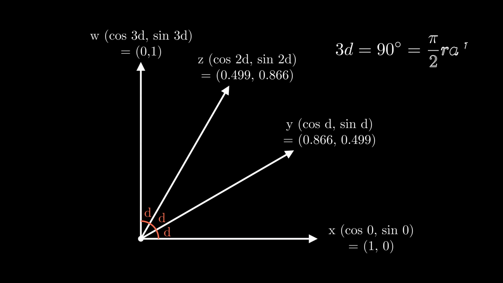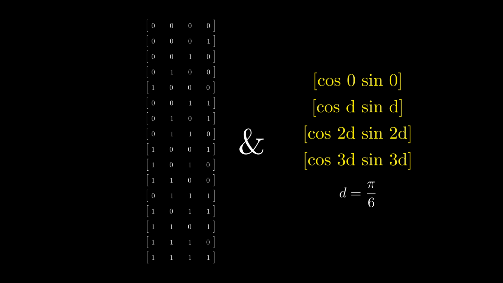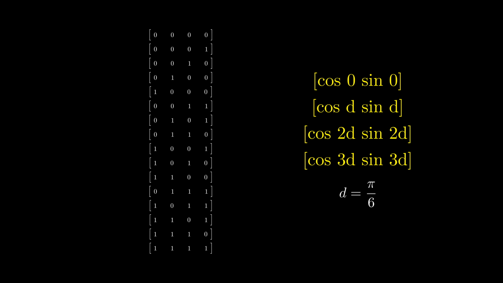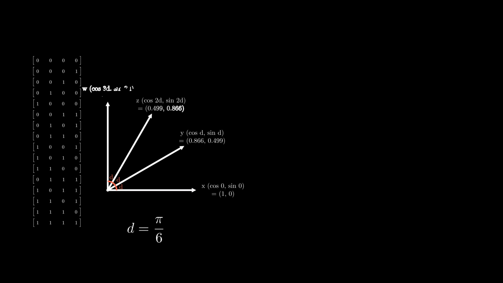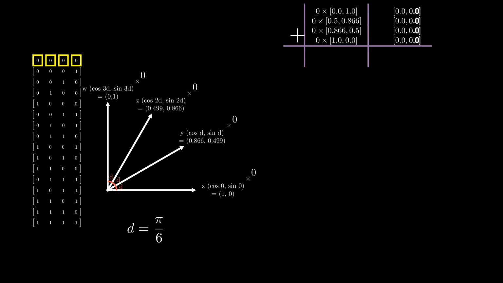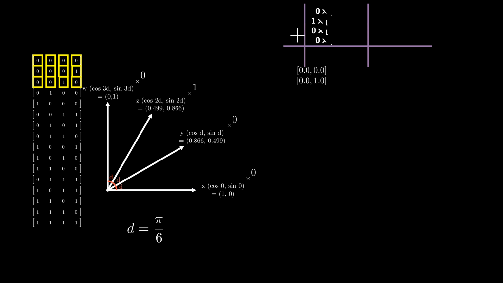The values of these axis vectors are combinations of results from the trigonometric functions cosine and sine of the angle D, where D equals 30 degrees or pi over 6 radians. We'll observe how all possible binary vectors of length 4 and the four axis vectors work in tandem, given D equals pi over 6. Each element of a vector will be applied as the scalar to the axis vector in its corresponding order. The result of all the scalar vector multiplications will be summed up to become a vector of length 2. Let's watch.